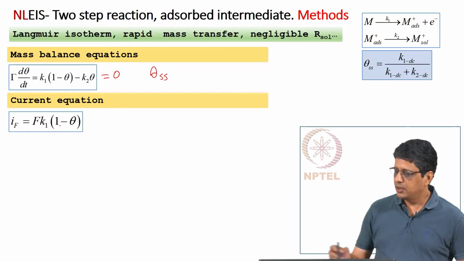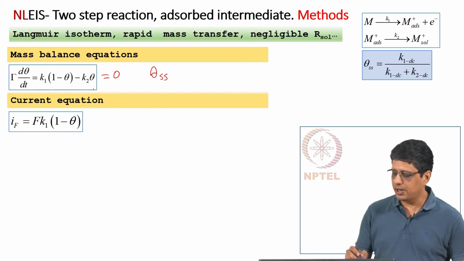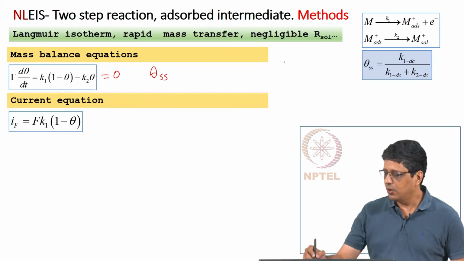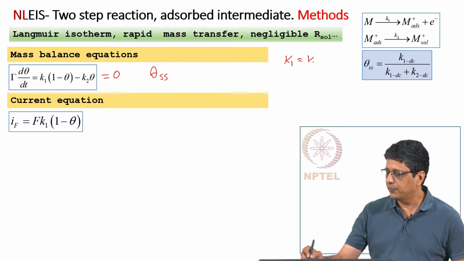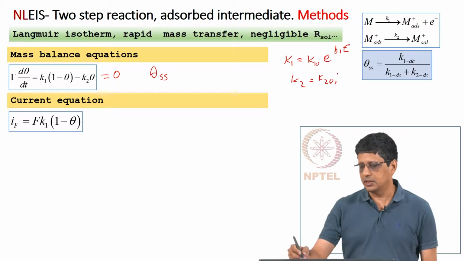Now, if I calculate the steady state theta value, I can set it to 0, rearrange it. K1 value will be K1 at a particular DC potential and K2 of course is independent of potential. K1 we will write it as K10 exponential of B1 E. So, at DC potential of EDC it is going to be K1 DC. K2 is just constant, we can write it as K20, but it is basically a constant.